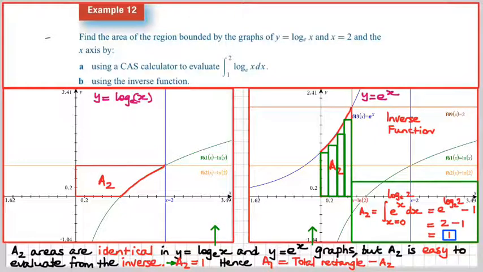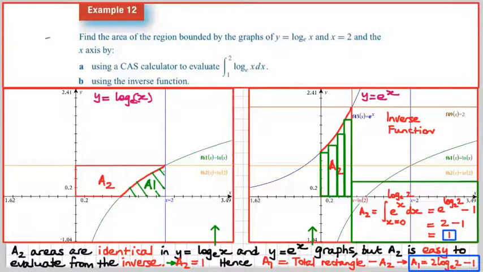So A2 equals 1, and therefore A1 is the total rectangular area, which we worked out on the previous screen, minus A2, which comes to 2 log 2 minus 1. The total rectangular area was 2 log 2, minus this one here, which is 1, and that's what you get, guys. Isn't it great? Yes, so can you please sock that away in your memory banks?